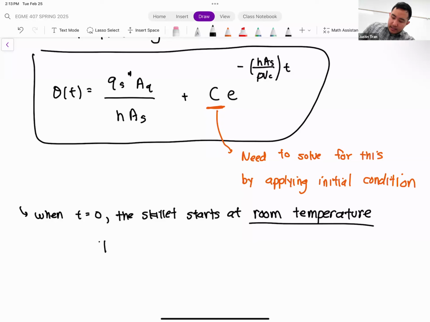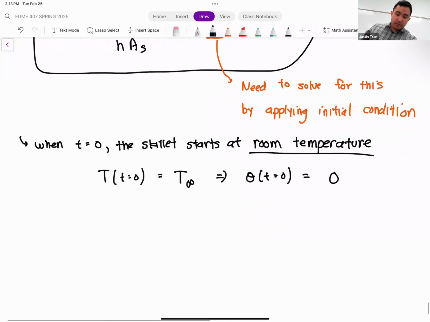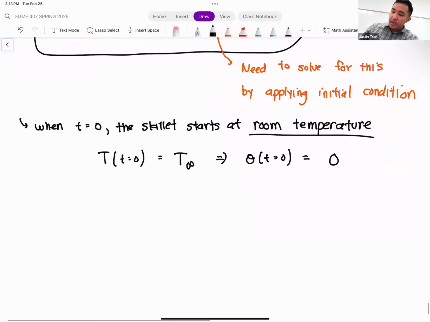And so we say that when t is equal to 0, T is equal to T infinity. If we put this in terms of excess temperature, what this tells us is that when time is equal to 0, there is no excess temperature. And so that means theta when t is equal to 0 is going to be equal to 0. Okay, so let's go ahead and use that and solve for C.